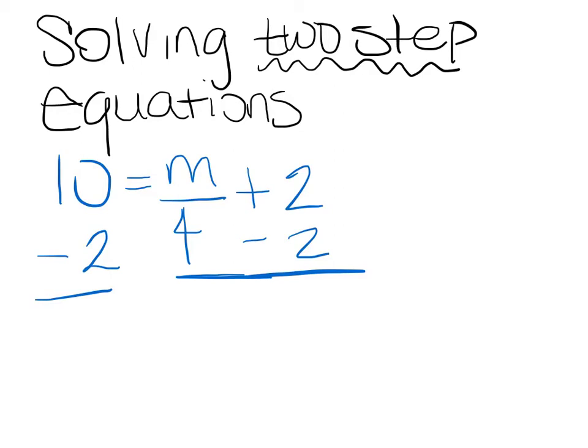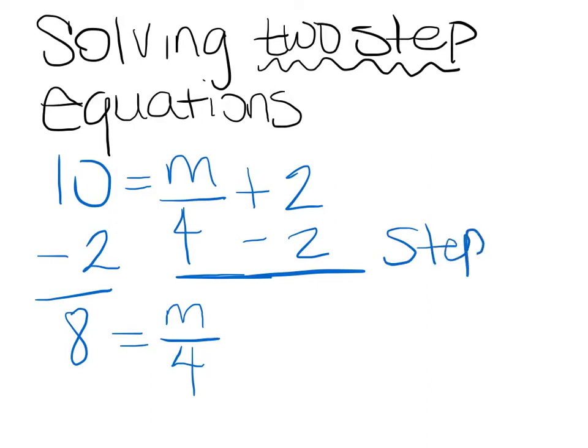So 10 minus 2 equals 8, and positive 2 minus 2 is 0. And we don't have to write the 0 because it's just a placeholder. So we're going to have m divided by 4. So this was our step 1. All done. Now we have 8 equals m divided by 4.